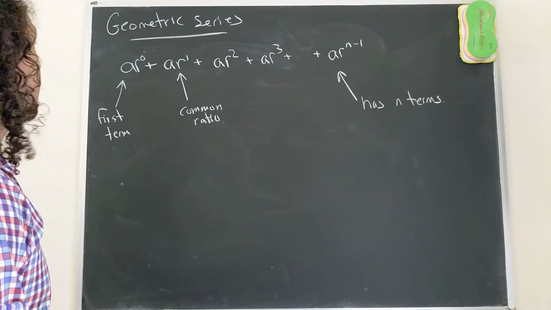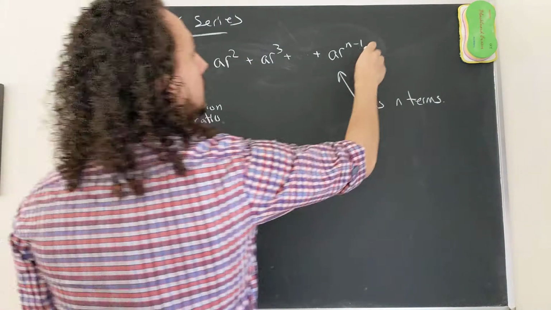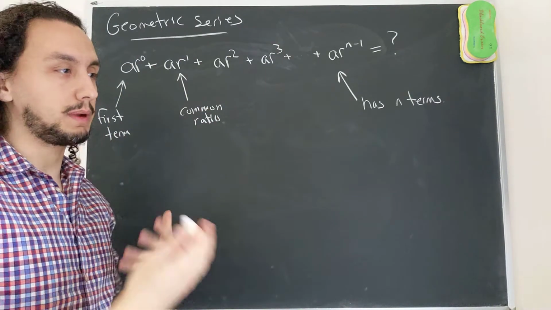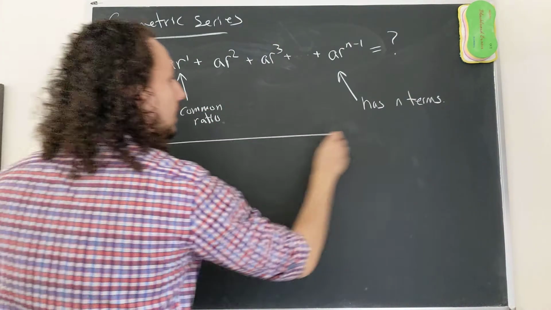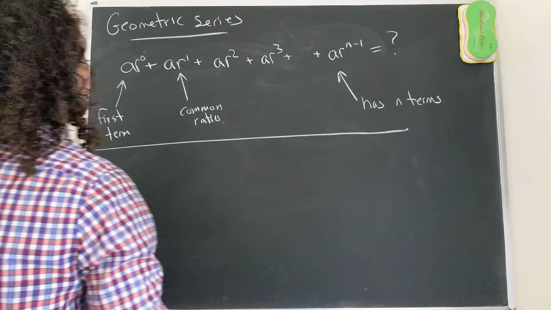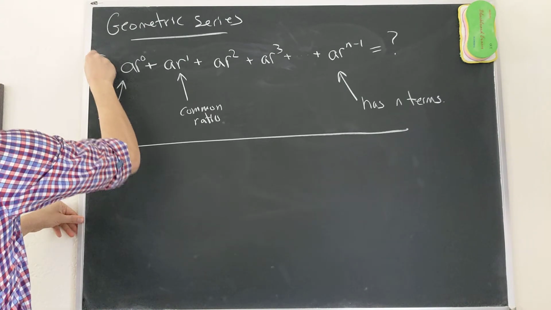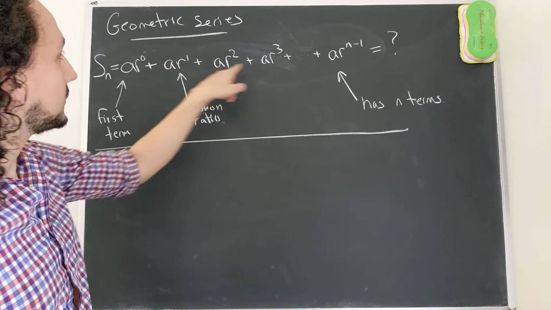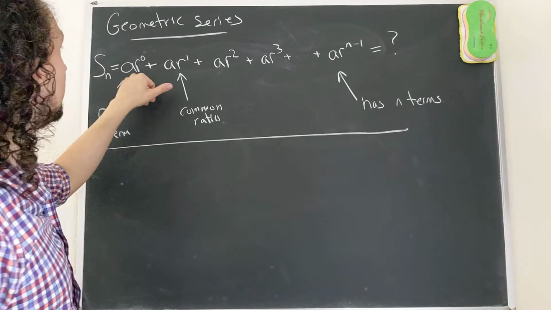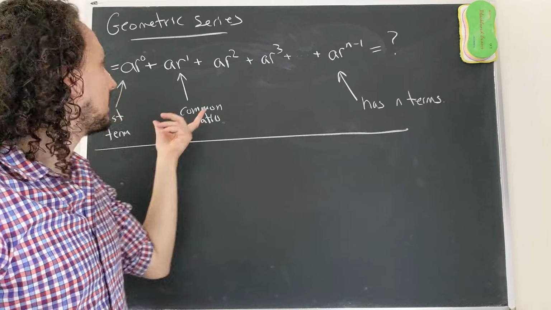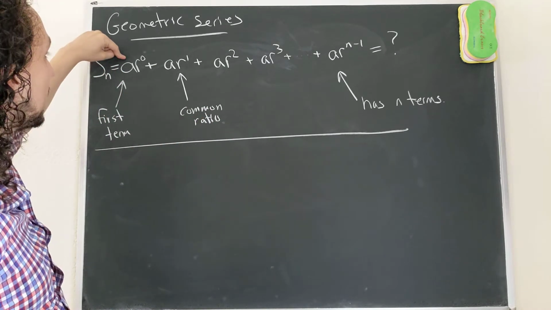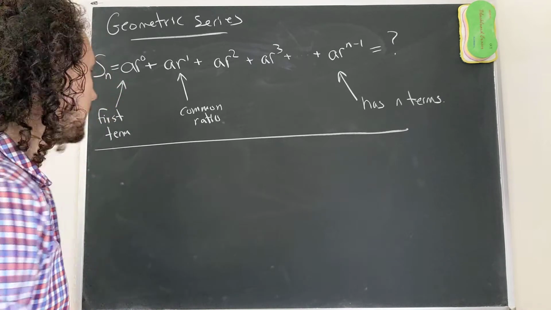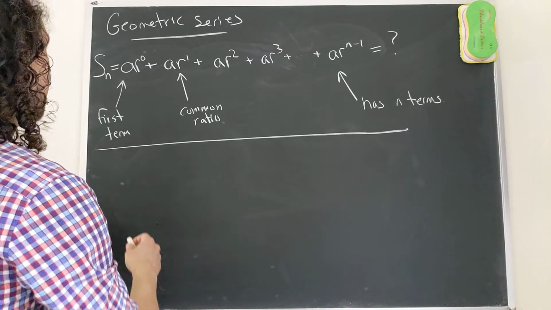Okay? So how can we figure out a formula for adding all of these terms up in some kind of clever or fast way? And here's the idea. Let's call this sum S sub n. So S sub n stands for the sum of these n terms of this geometric series with first term A, or A times 1, first term A, and common ratio R. And here's what we can observe.